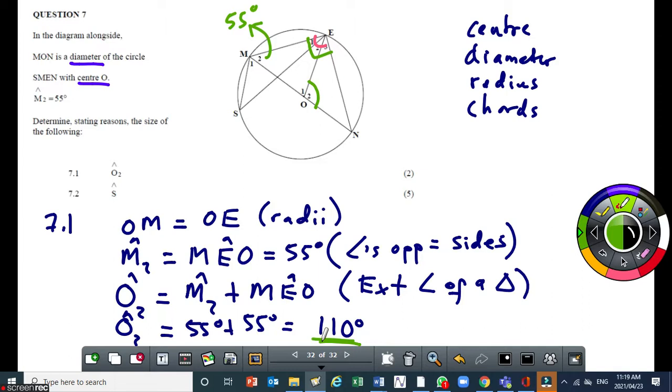Yes, it's correct. If you saw it the way that he saw it, this angle here is subtended by chord EN, and this angle here on the circumference is also subtended by chord EN. Therefore, angle at the center is 2 times angle at the circumference. So that's also correct as well. Okay? So that's theorem 2.